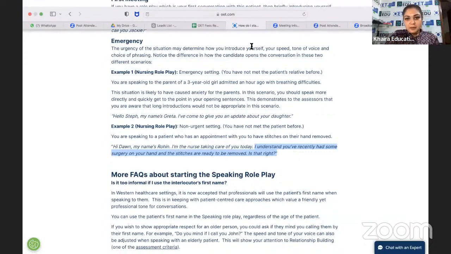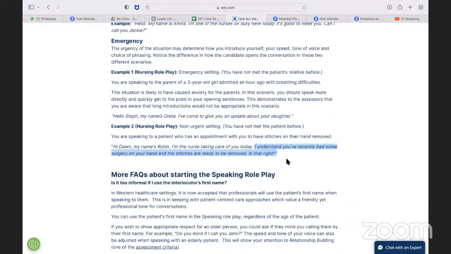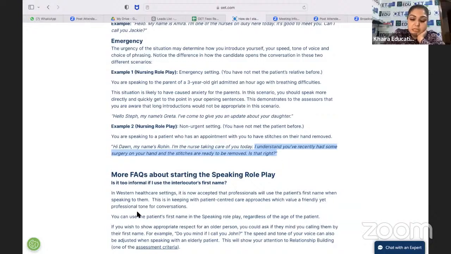Or an alternate to this could be, hi, my name is Rohin. What's your name? Or, am I right in thinking that your name is Dawn, if you want to assume the name? Because if somebody has an appointment, you would obviously have their first and last name, right? So you can say, hi, I'm Rohin. I'm going to be the nurse taking care of you today. Could you please confirm your first and last name?